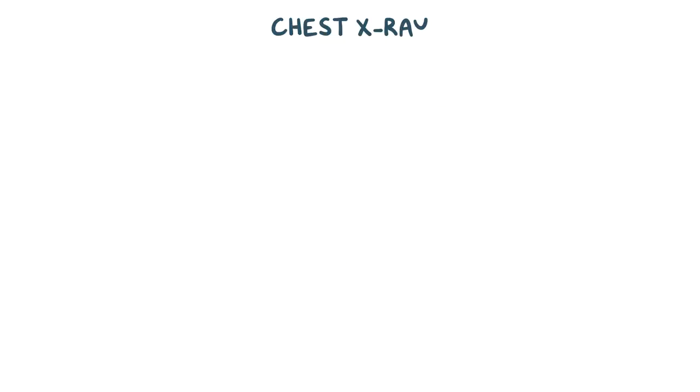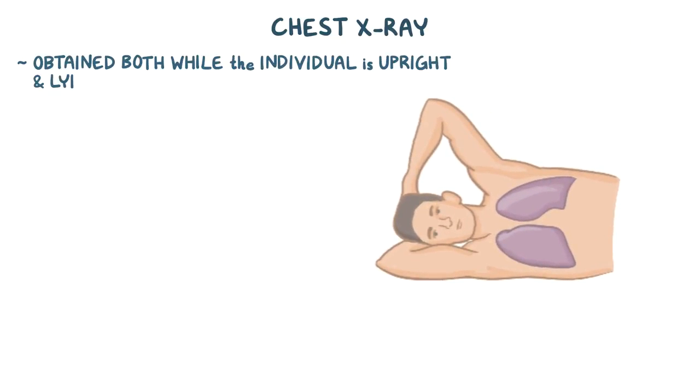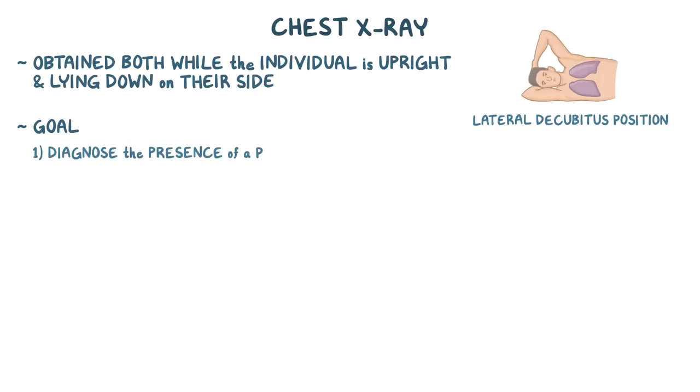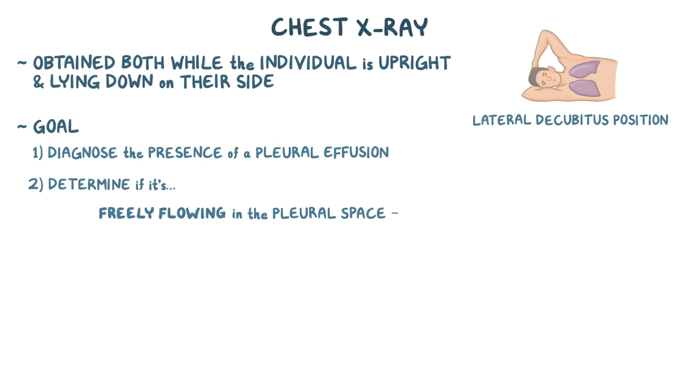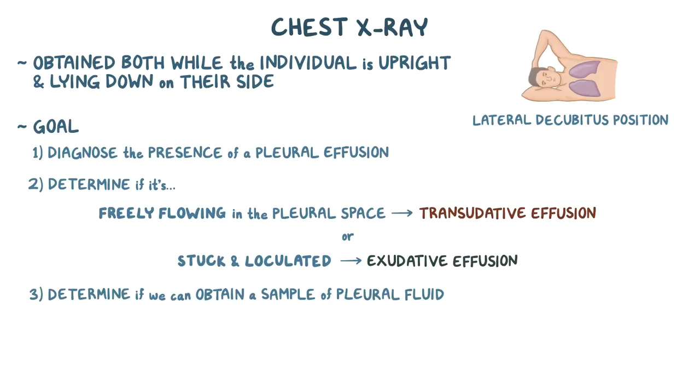Alright, now to actually see an effusion, a chest x-ray is done. Uniquely, it's obtained both while the individual is upright and laying down on their side, called the lateral decubitus position. Now, the goal of a chest x-ray is threefold. Diagnose the presence of a pleural effusion, then determine if it's freely flowing in the pleural space, which may clue towards a transudative effusion, or if it's stuck and loculated, which may indicate an exudative effusion. And finally, determine if we can obtain a sample of the pleural fluid.